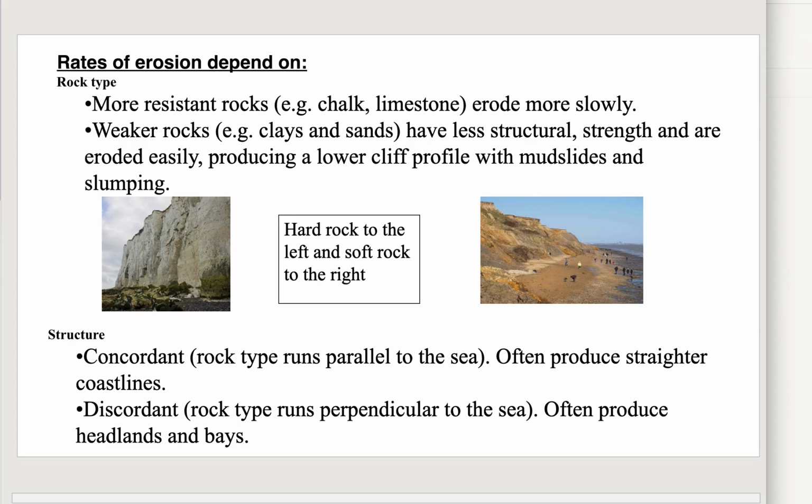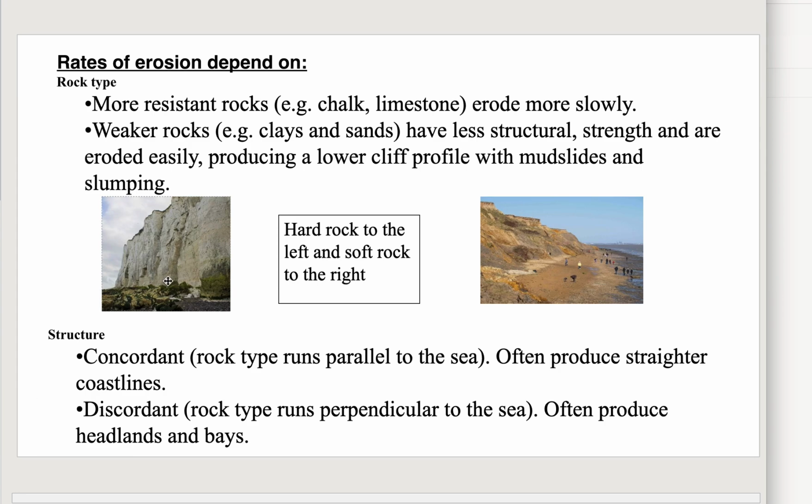So remember that the rates of erosion, never mind what type of erosion, are dependent on other factors. So the rock type, obviously, which we talked about in an earlier lesson, so more resistant rocks like chalk and limestone erode more slowly. Clays and sands are weaker rocks that are less structured, and the actual rock itself is less strong, so it's more eroded easily. So remember, we'd have a less steep cliff profile with mudslides and slumping if this occurred.